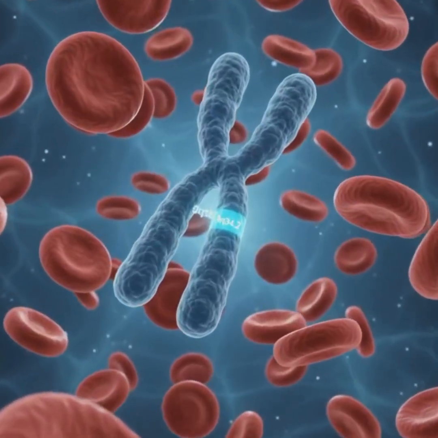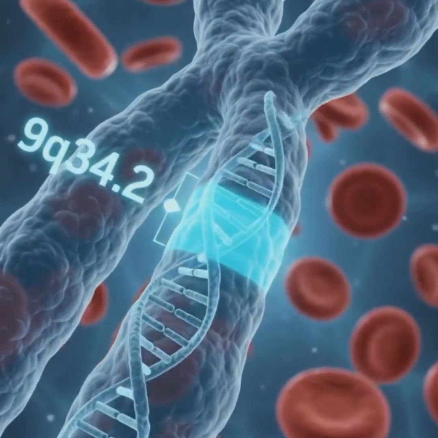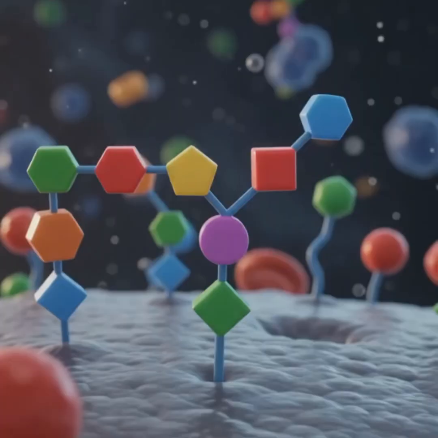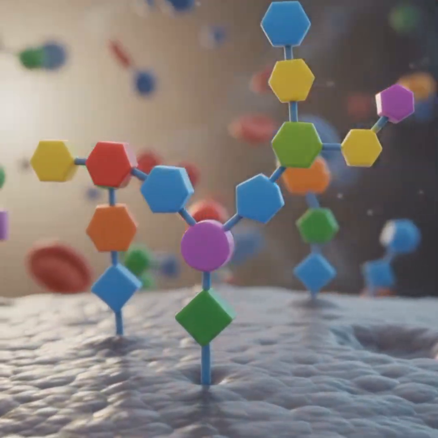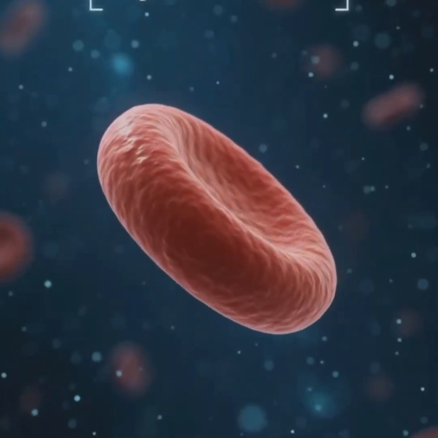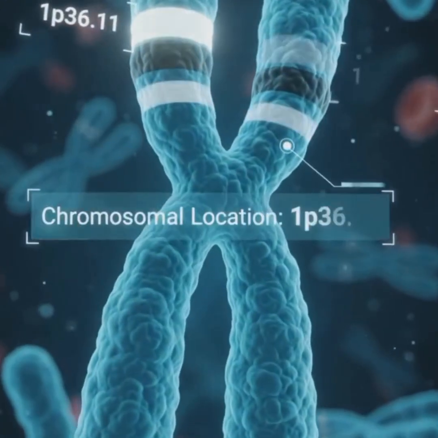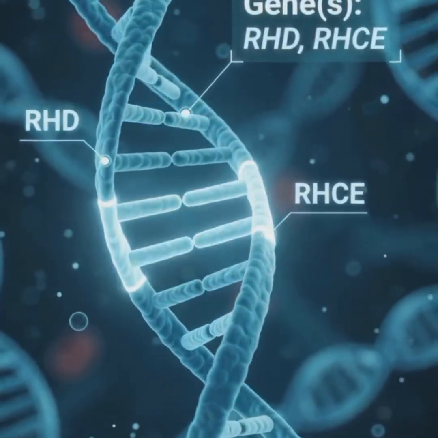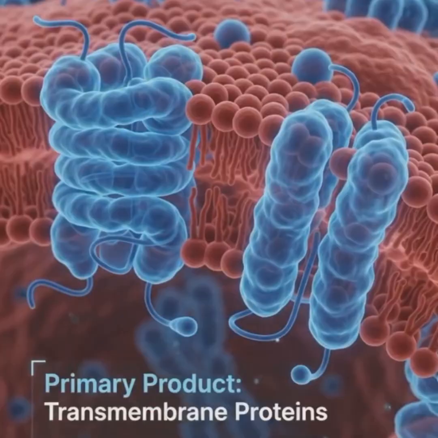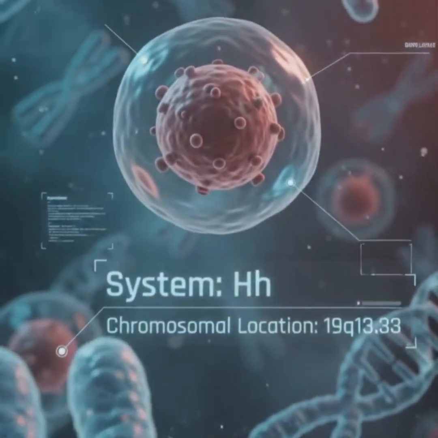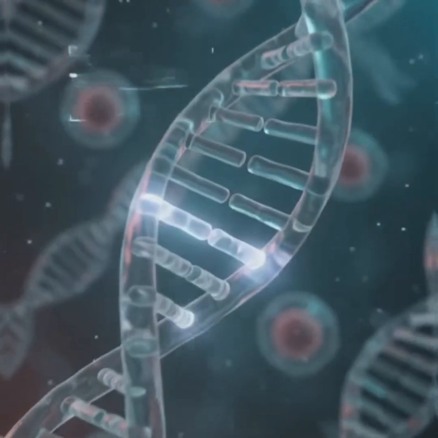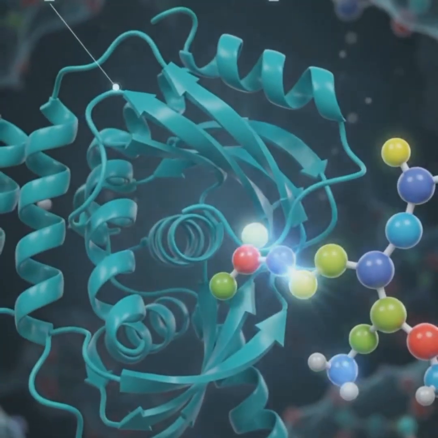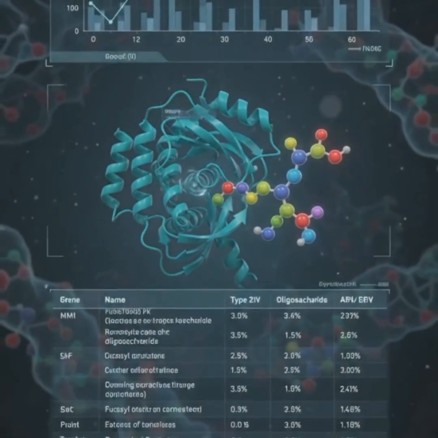The ABO blood group system is mapped to chromosomal location 9q34. The ABO gene encodes a specific glycosyltransferase. This enzyme uses the H antigen as its primary substrate. The RH blood group system is clinically vital. Located at chromosome 1p36.11, it involves the RHD and RHCE genes. These produce structural transmembrane proteins. Under the H system, the FUT1 gene is located. It resides at chromosome 19q13.33. This gene produces fucosyltransferase.